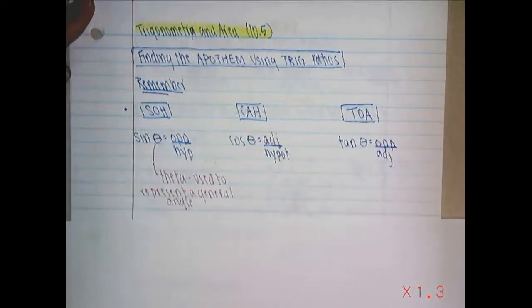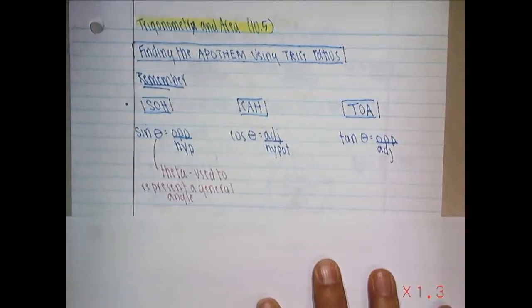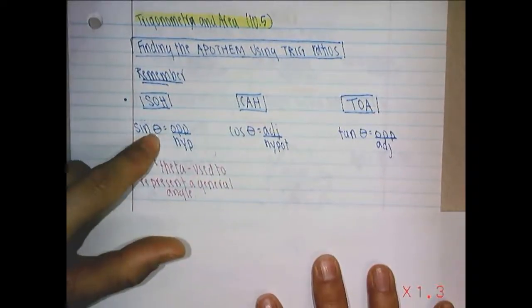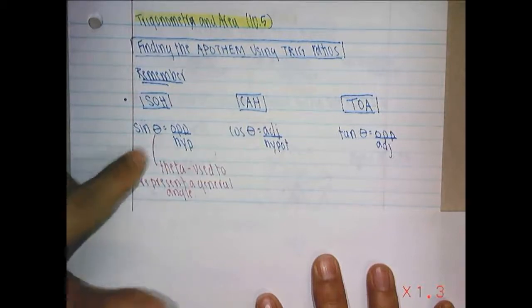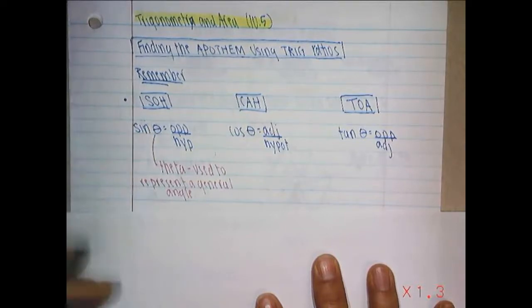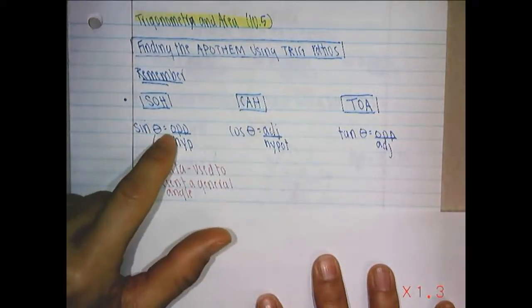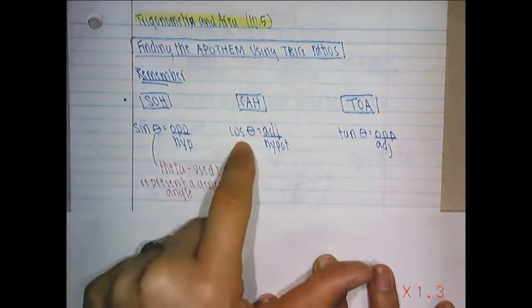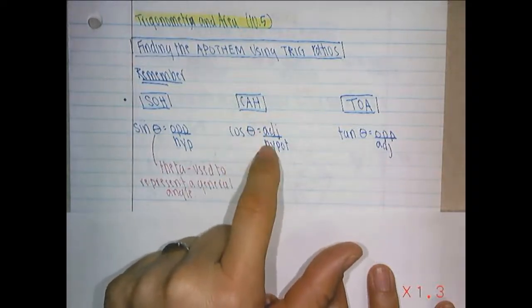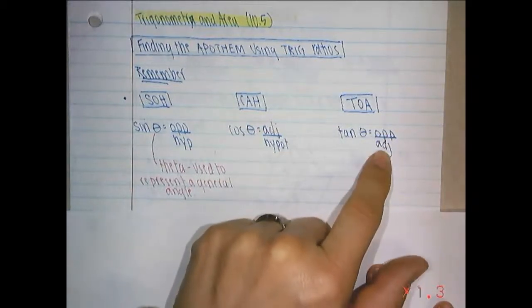Don't forget SOH CAH TOA. Those are your trig ratios, okay? And right here, this says sine of theta, which just means we're talking about any general angle out there. Don't let this freak you out because it's not specific as to what angle we're going to need to solve for. So sine is opposite over hypotenuse. Cosine of theta is adjacent over hypotenuse, and tangent is opposite over adjacent.